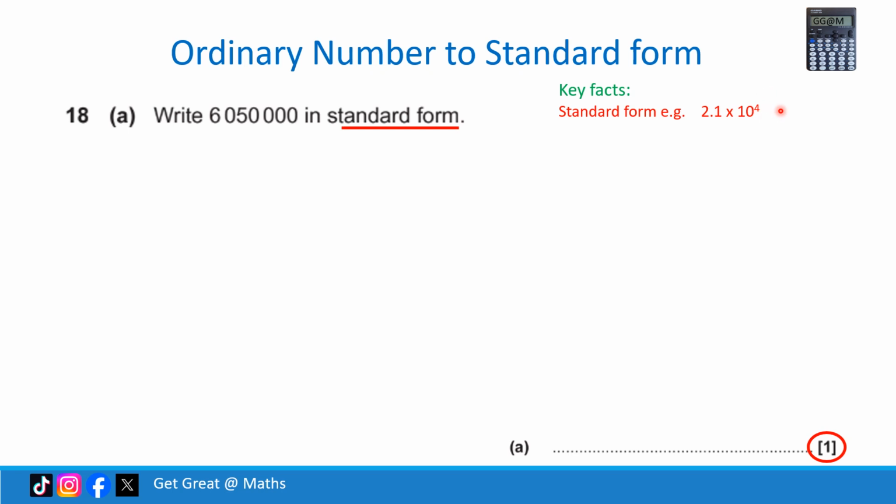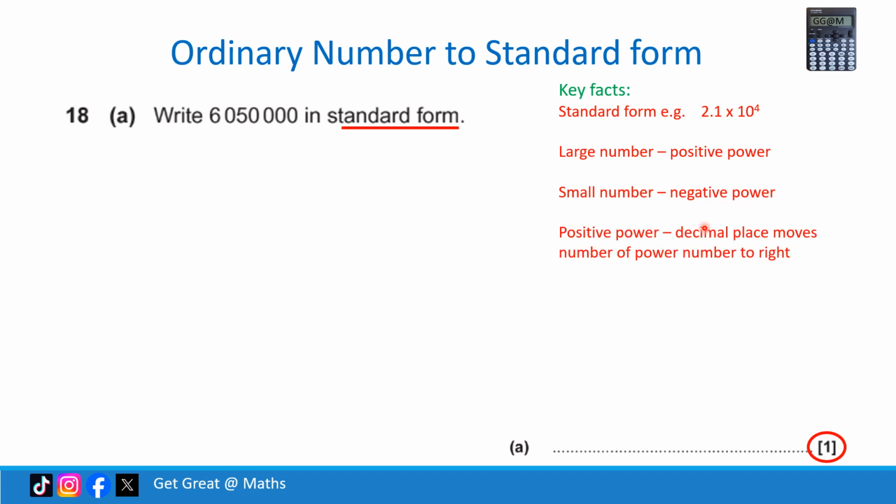Now the 4 up here in this case is going to tell us we have got a large number. So if you have got a positive power, so this number up here is positive, you are going to have a large number. So this is a large number in this question, so we are going to have a positive power. If it's a small number, you will have a negative power. So the decimal point is going to move the opposite direction. Now, if you've got a positive power, the decimal point is going to move that number of places to the right. So in this case here, the decimal point was between the 2 and the 1, and the decimal point moves 1, 2, 3, 4 places to the right, and in the gap you're going to put zeros.